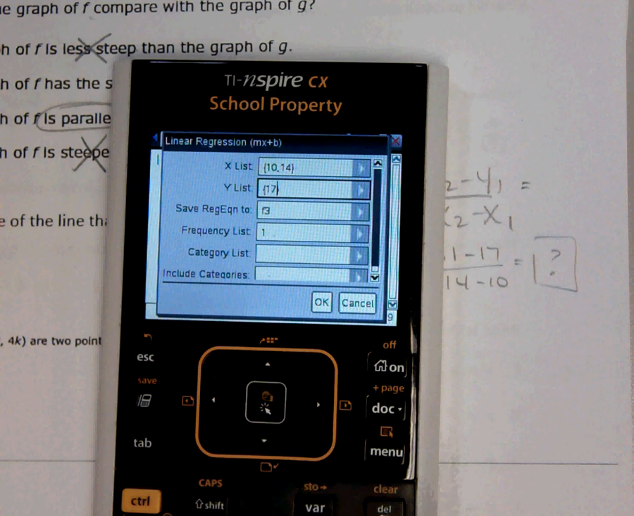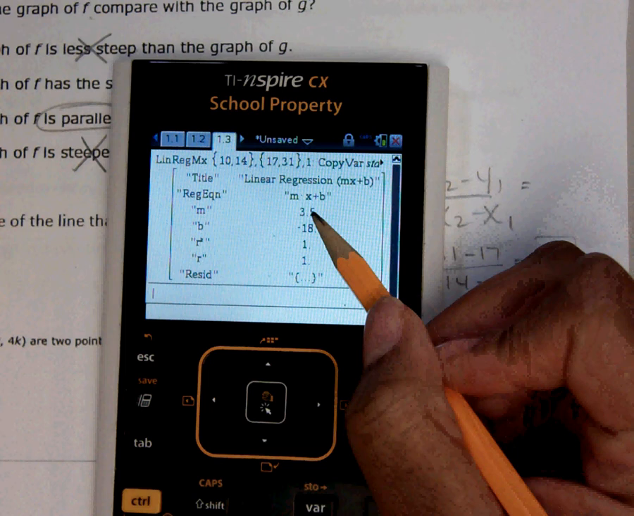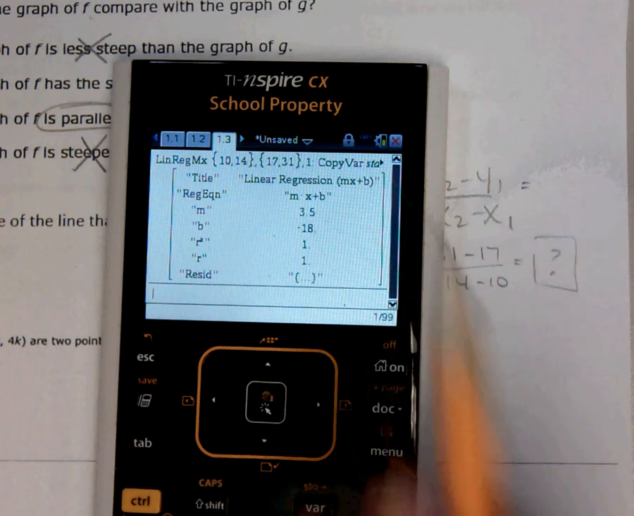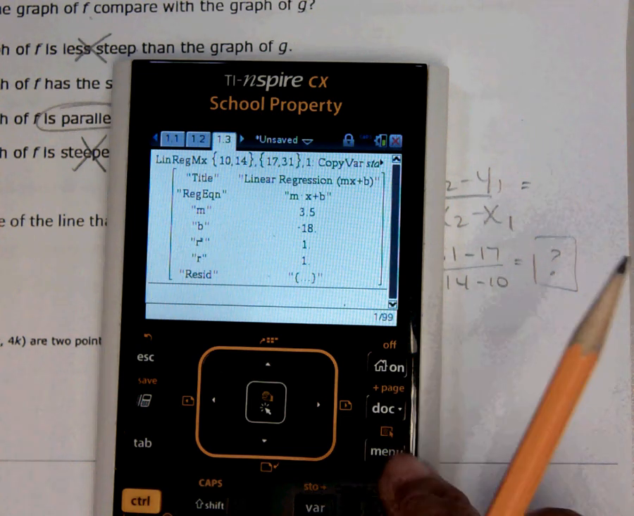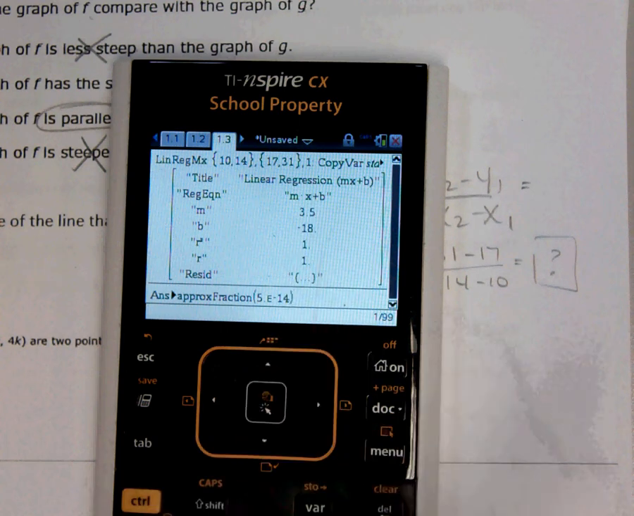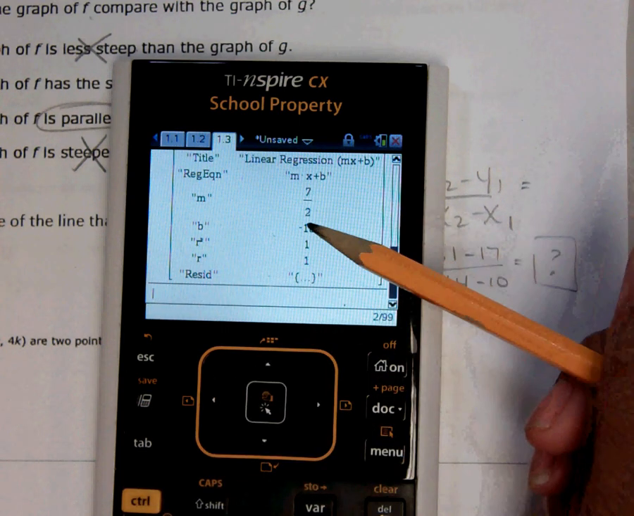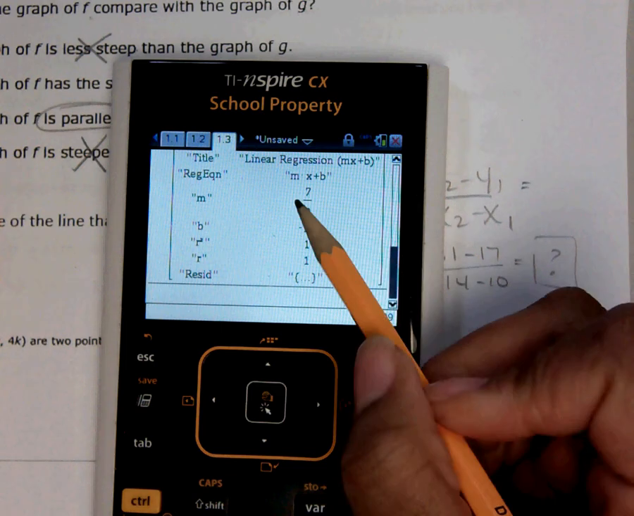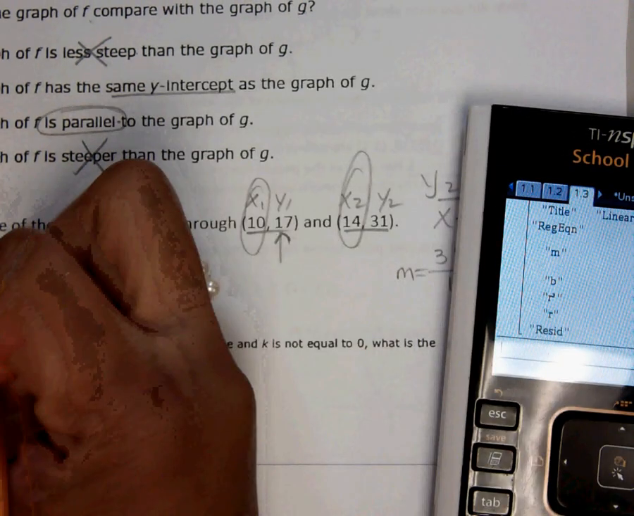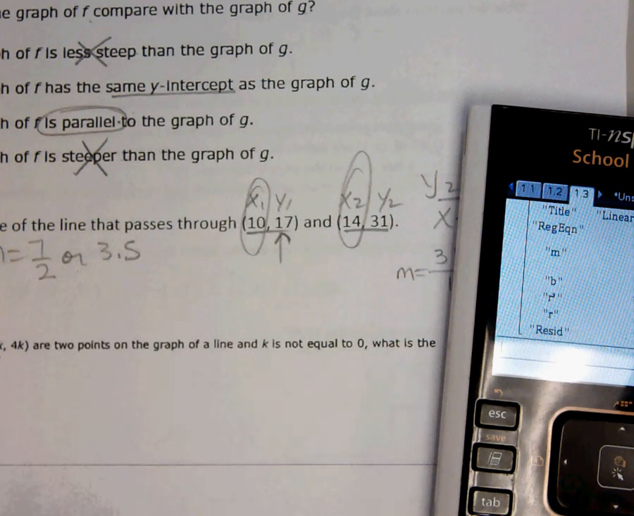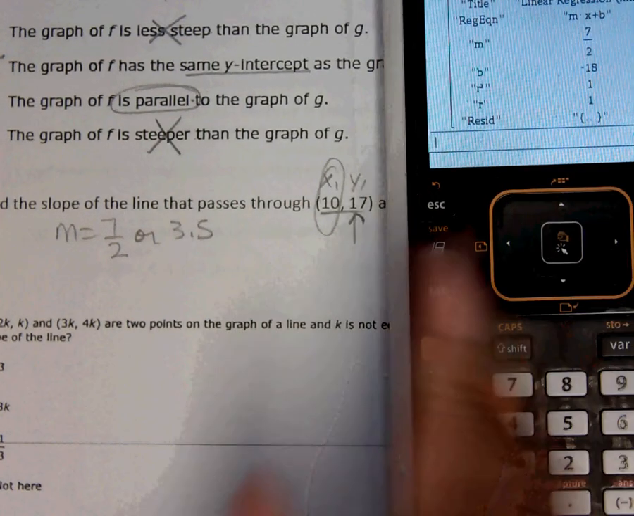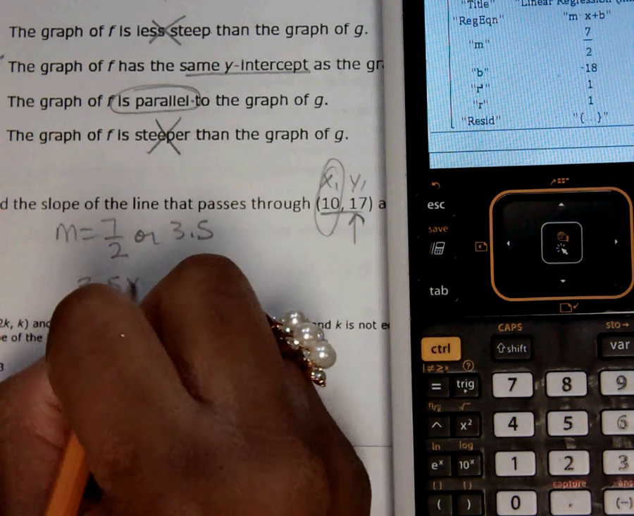10, 14, and now I have to put 17 first for the y. 17 comma 31. Okay, enter, and it gives me 3.5 and then negative 18. So my slope is 3.5 and my y-intercept is negative 18. I hit menu 2 to make this turn into a fraction, and it gives me this fraction version of it. So my slope is 7 over 2. That's all this question asked for, or 3.5, whichever one.